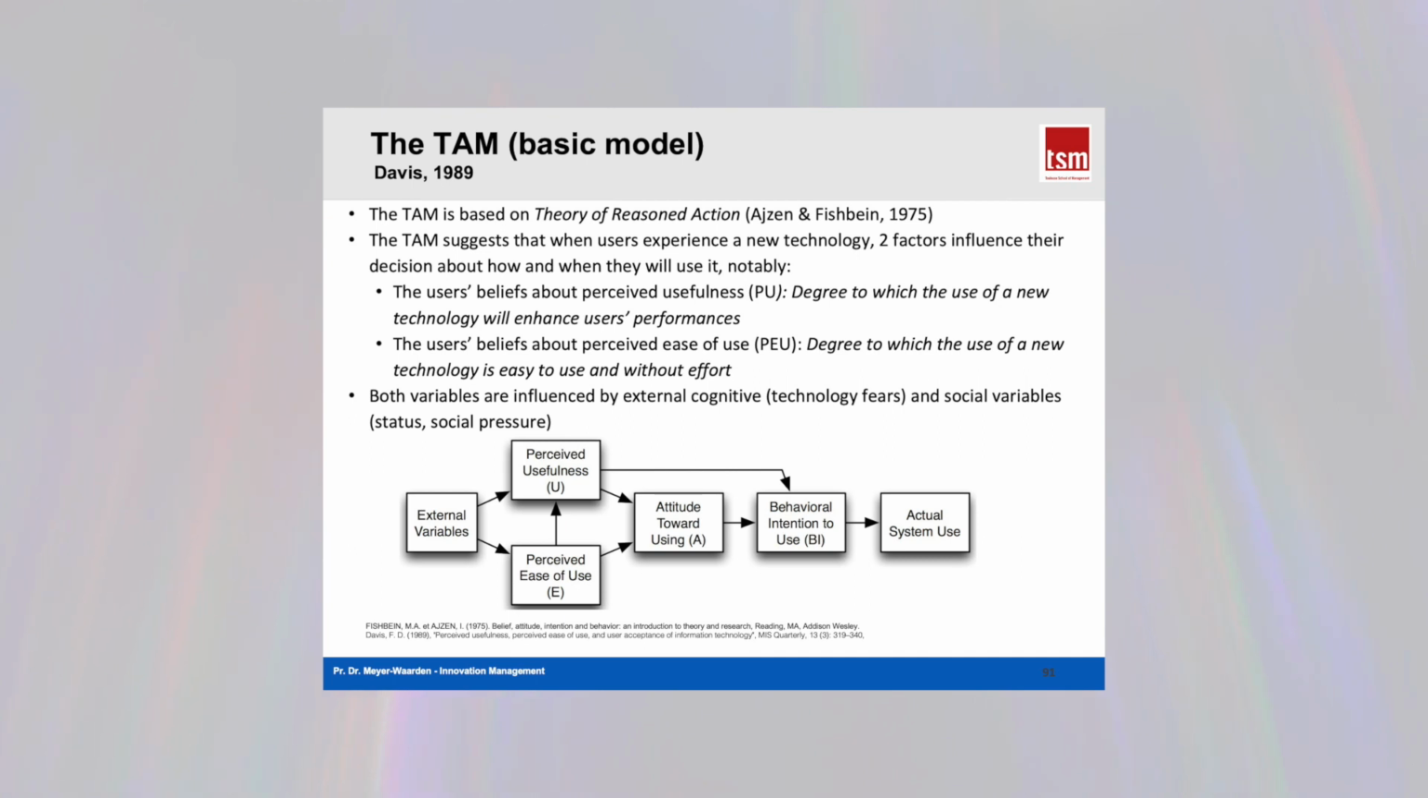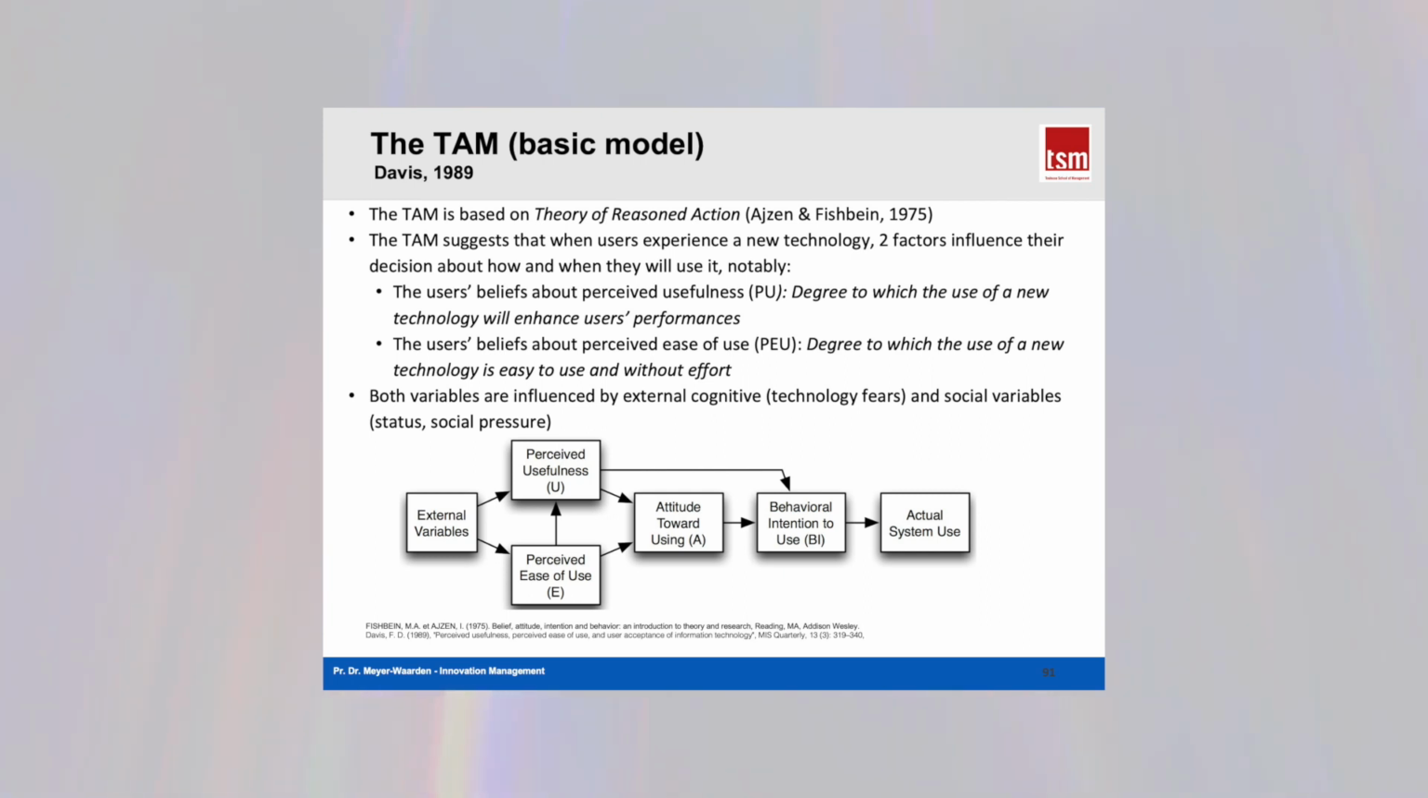So let's start with the basic TAM model, the technology acceptance model, which is based on the theory of reasoned action. This theory suggests that when users experience a new technology, two factors influence their decision about how and when they will use it. Notably, the user's belief about perceived usefulness, which is defined as the degree to which the use of a new technology will enhance users' performances, so the benefits, and second, the user's beliefs about perceived ease of use, which is the degree to which the use of new technology is easy to use and without effort.